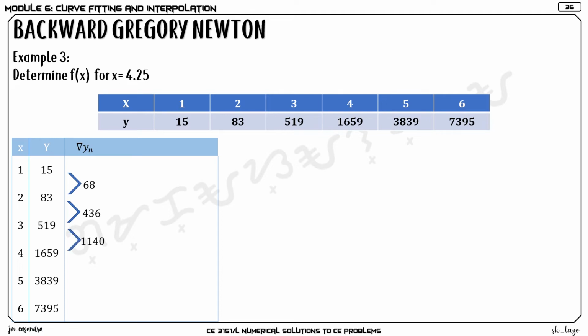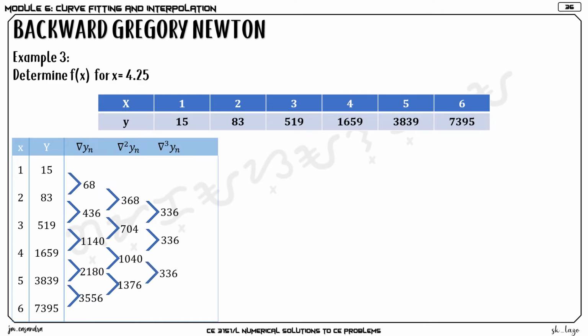1,659 minus 519 is 1,140. 3,839 minus 1,659 is 2,180. 5,395 minus 3,839 is 3,556. So next we have nabla squared y sub n. We have 368, 704, 1,040, and 1,376. For nabla cube y sub n, we have 336, 336, 336, thus closing at nabla raised to 4 y sub n at values of 0 and 0. So we have our leading backward differences at 7395, 3556, 1376, 336, and 0.